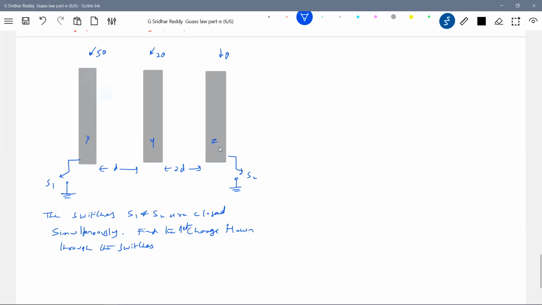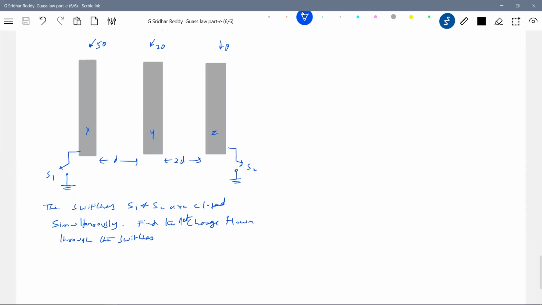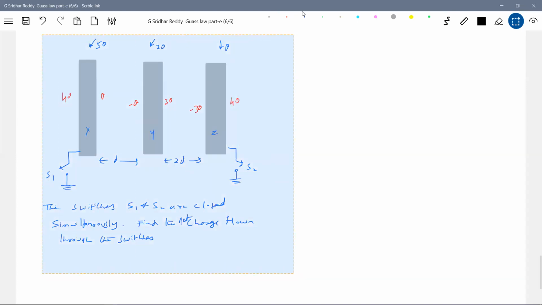First electrostatic induction should occur. I count electrostatic induction 7q, 8q. This will be 4q. Q minus q. This will be plus 3q, minus 3q. This will be 4q. Okay, all of you? The distribution of charges. Okay, now we are going to close both the switches simultaneously.